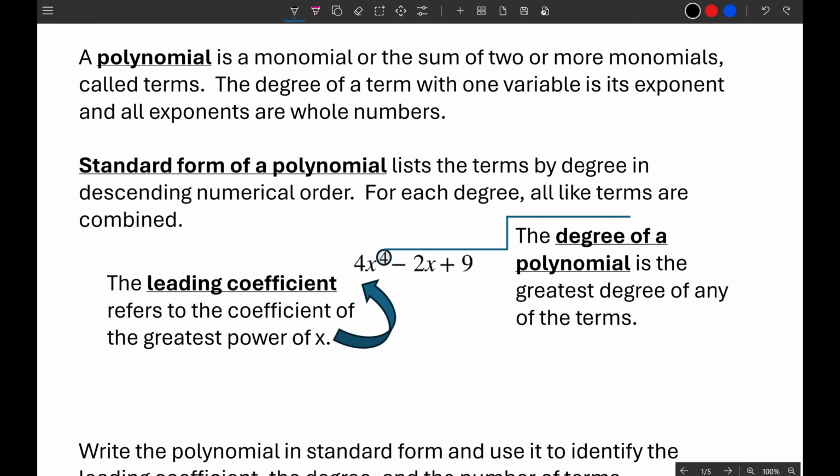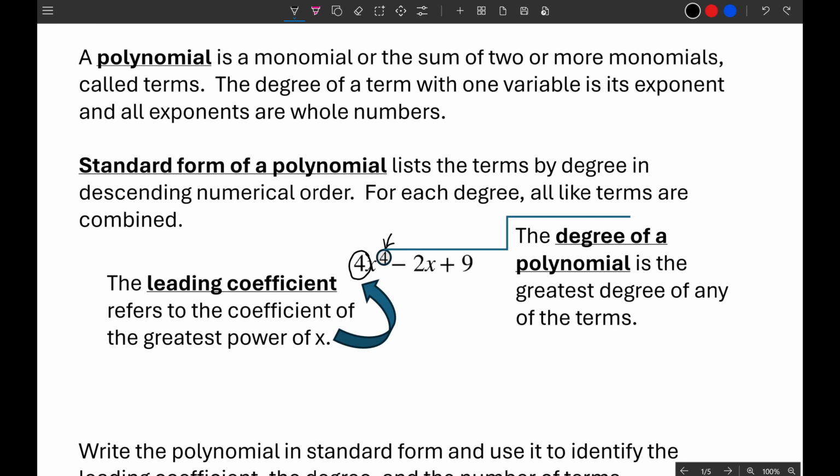So if everything is in order, my leading coefficient is going to refer to that coefficient that is in the front with the greatest power of x. So in this case, the leading coefficient would be 4. And the degree of the polynomial is the greatest degree of any of the terms. In this case, that would be the degree of 4.